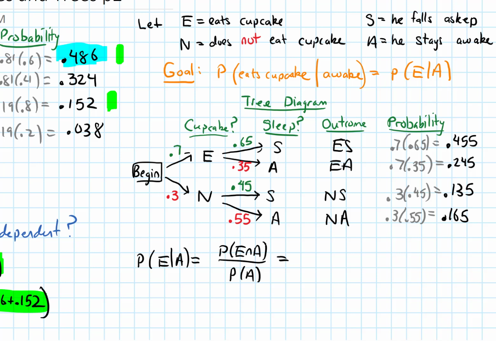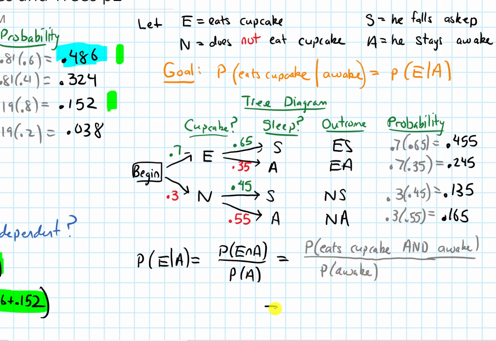Writing this in words, just to get a conceptual feel for what this means, the numerator is the probability that E and A happen. So he eats a cupcake and is awake. And the bottom is just the probability that he is awake. For the probability that he eats a cupcake and is awake, that is this outcome, so that should be 0.245 on the numerator.